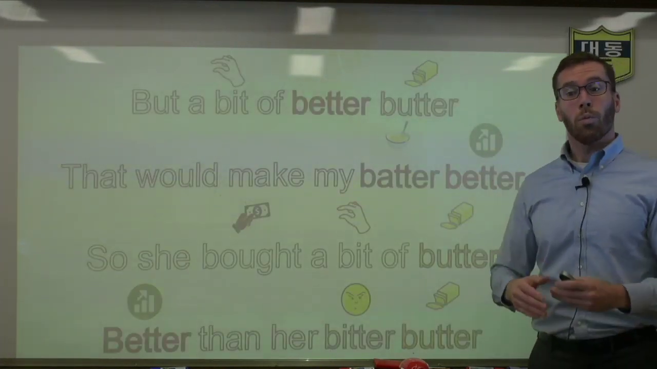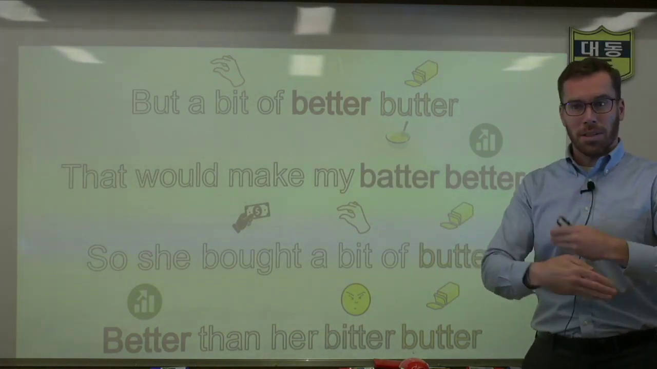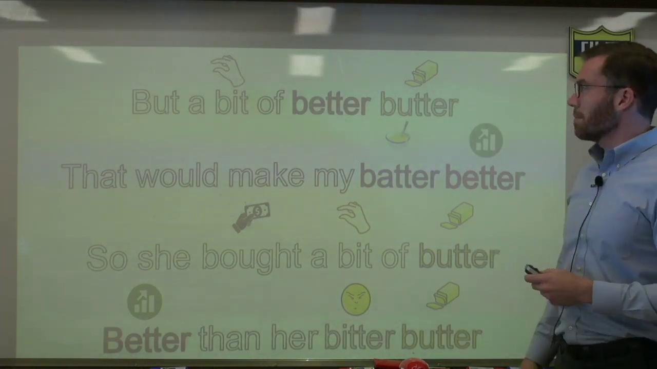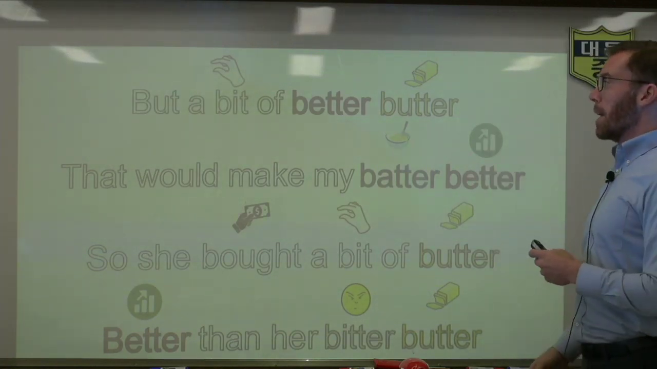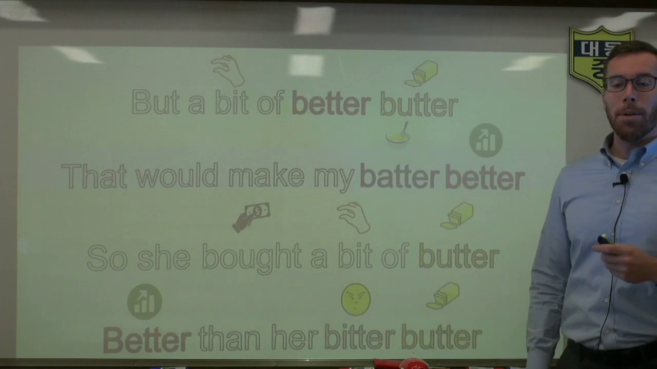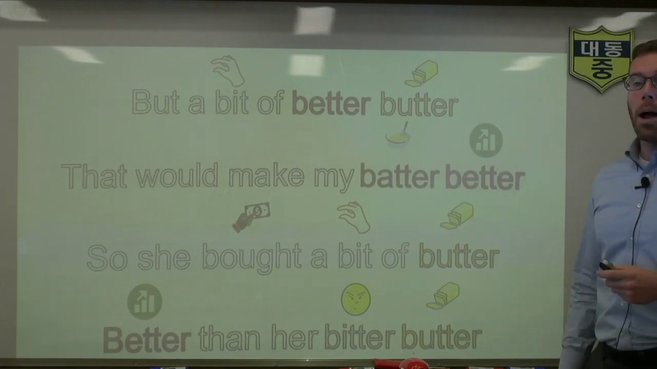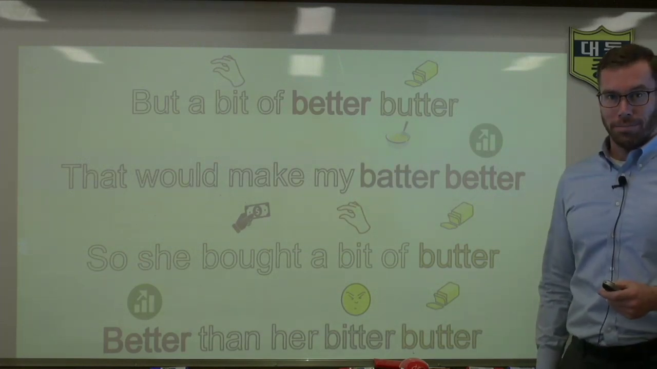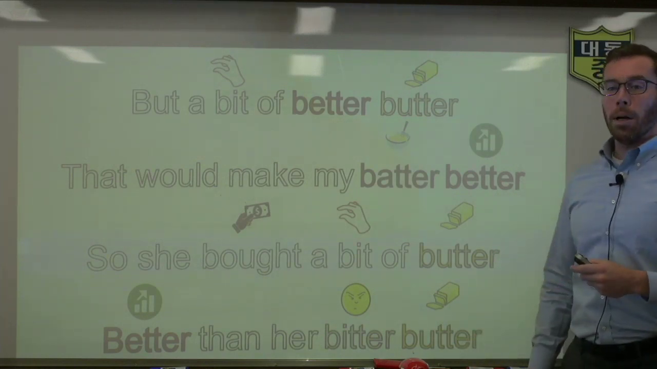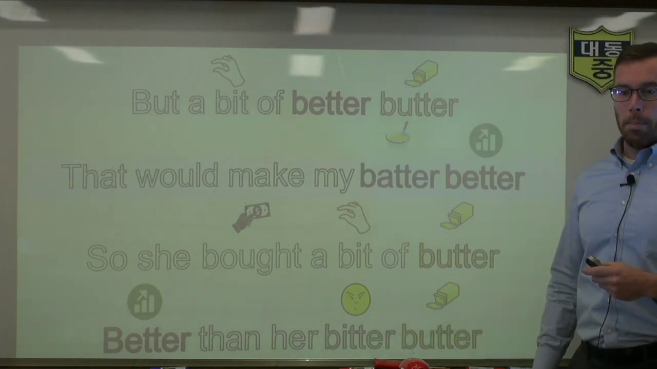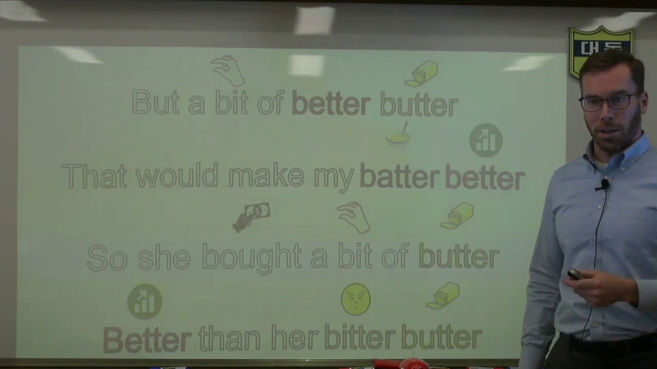Let's do the whole thing. And like last time, we'll start slow. Do it again, a little bit faster, and a little bit faster. Are you ready? Let's say it together. But a bit of better butter, that would make my batter better. So she bought a bit of butter better than her bitter butter. Good. A little bit faster. But a bit of better butter, that would make my batter better. So she bought a bit of butter better than her bitter butter.